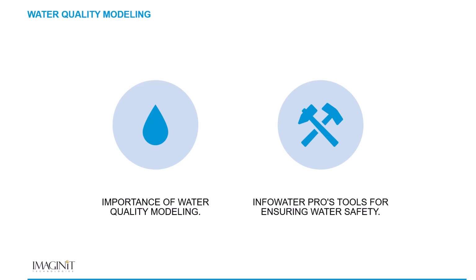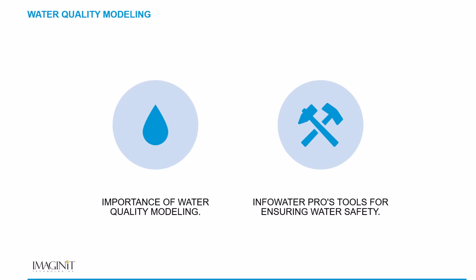By leveraging these modeling capabilities, utilities can proactively identify potential quality issues before they become problems. Strategies for flushing, source switching, or treatment adjustments can be evaluated and implemented based on model predictions, ensuring water quality and customer satisfaction. With increasing regulatory scrutiny on water quality, InfoWater Pro's modeling tools support compliance efforts by providing the data needed for reporting and demonstrating adherence to standards.